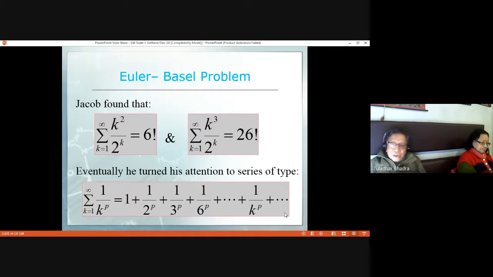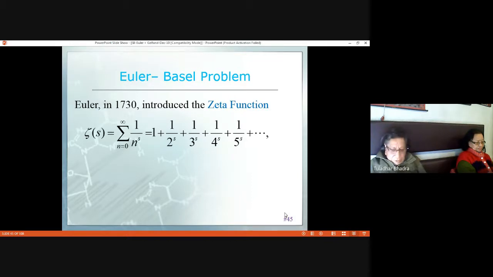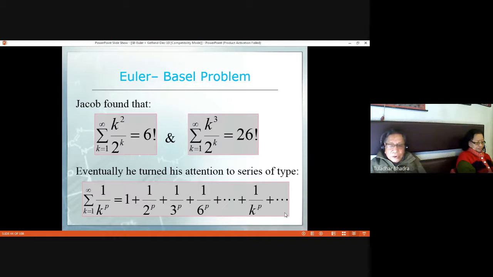Eventually, he turned his attention to series of this type, 1 by k to the power p, a very popular and important series: 1 plus 1 upon 2 to the p, 1 upon 3 to the p, and so on. This is the sum of 1 by k to the power p. Euler in 1730 introduced the zeta function. Now this is a very important function for mathematicians.